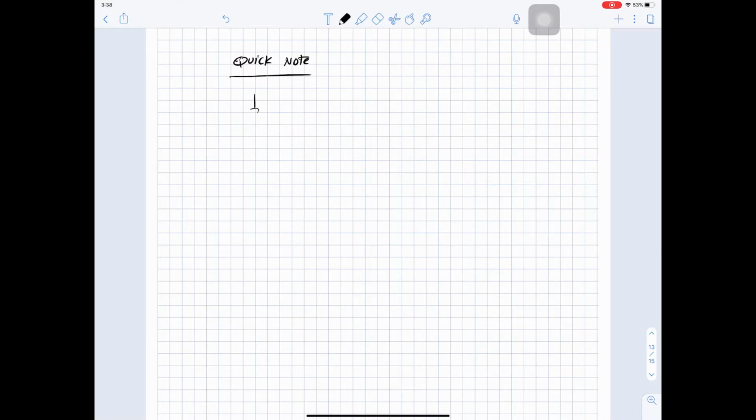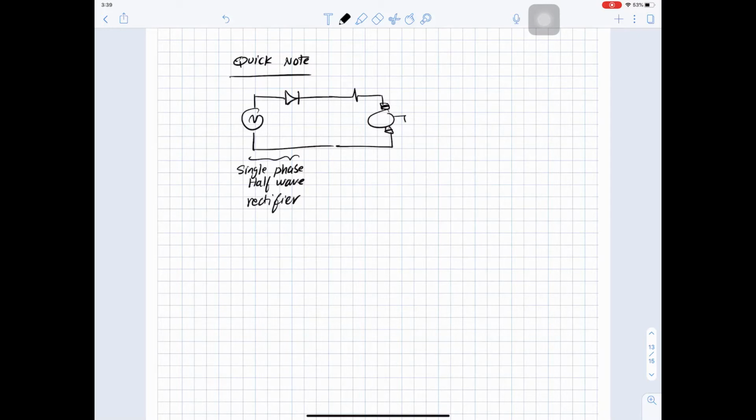What if we have this AC source, then we have the diode. So this is a single phase half wave rectifier, but in this case we are connecting it to the armature of a DC machine, for example. Okay, so this is a permanent magnet DC machine.